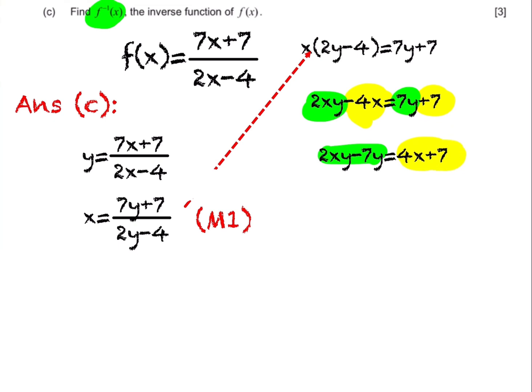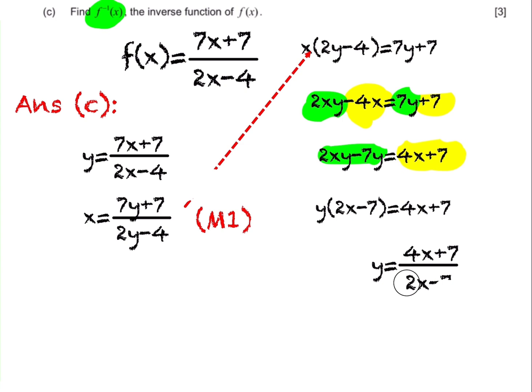As you can see, y is now a common factor on the left side. We can factor it out of the parentheses and then divide both sides by the remaining expression in the parentheses to complete the solution for the inverse of the f function.